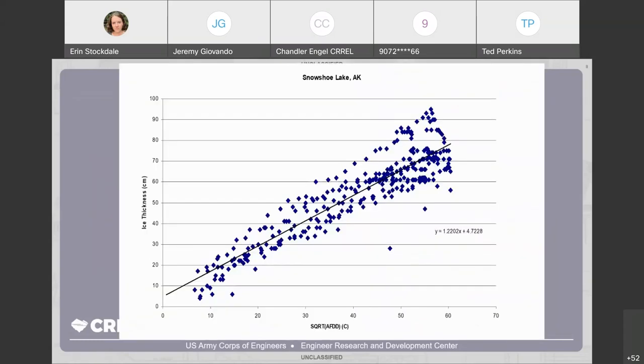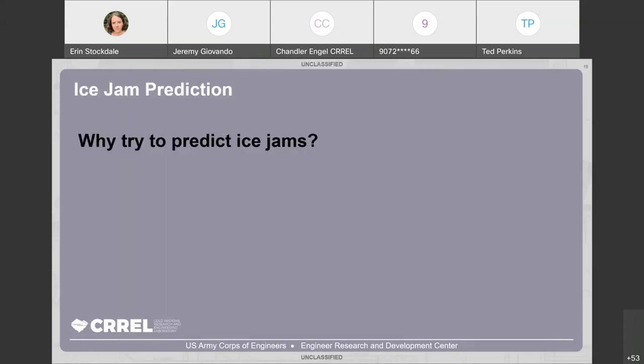So this plot here is an example of the accuracy of this relatively simple formulation. On the x-axis, we have the square root of the freezing degree days, and on the y-axis, we have ice thickness, so the slope of this line is alpha. The value of alpha can be determined for a site using this approach, but it also demonstrates that at this site, this simple model works pretty good. This is at Snowshoe Lake up in Alaska, so I think that's off the Glenn Highway.